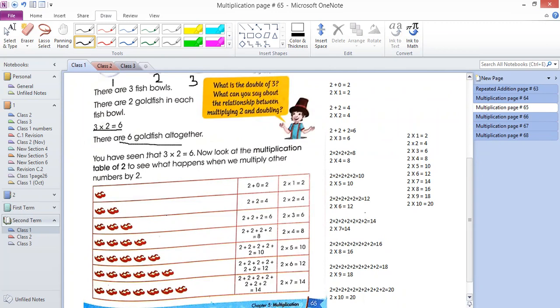So look at the multiplication table of 2 to see what happens when we multiply other numbers by 2. If we multiply 2 by other numbers, what will be the result? We are going to look at that.